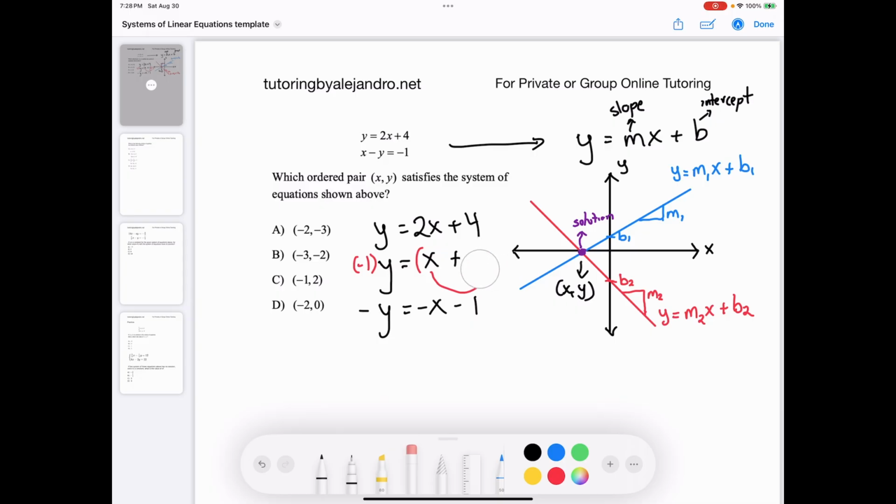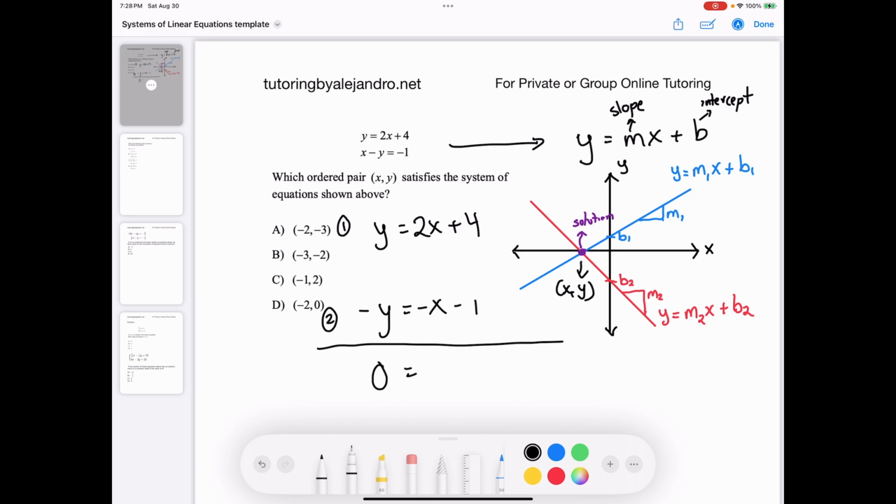So let's get rid of that to make it a little cleaner. Okay, great. So now I have my first equation and my second equation. And if I add them up together, let's see what happens. So I have y minus y, right, is equal to 0, okay? They just cancel out.